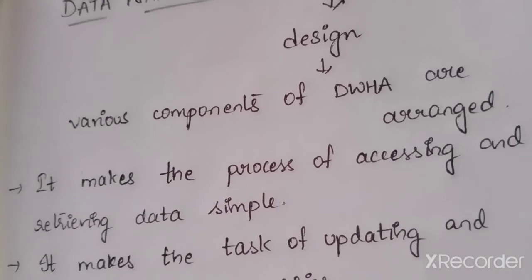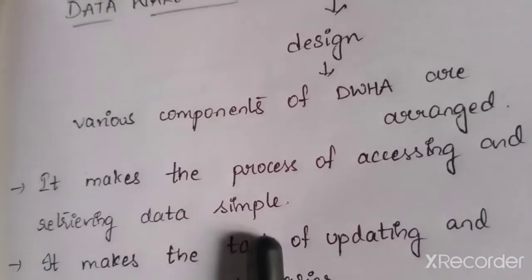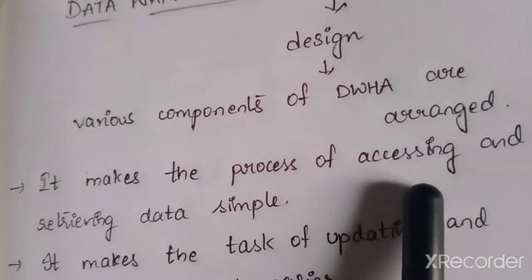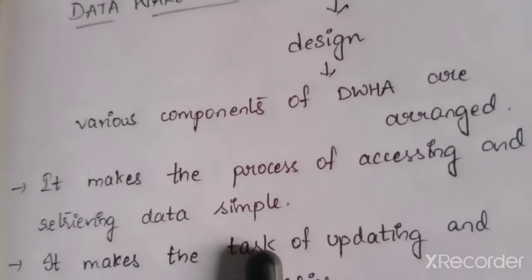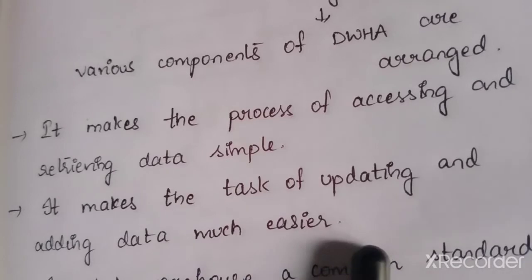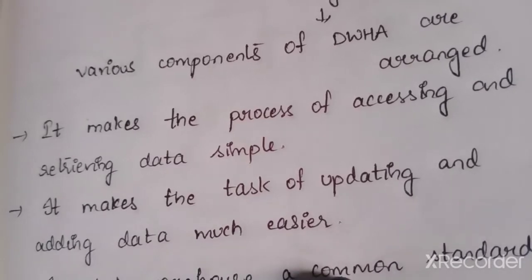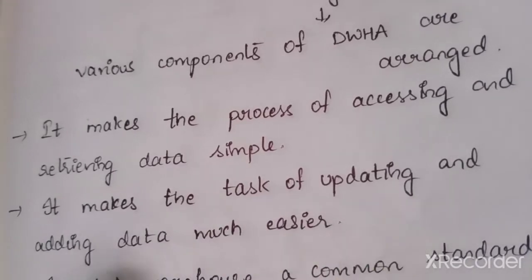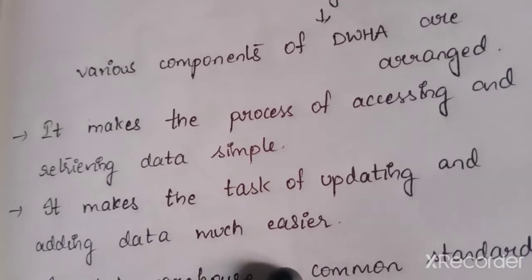And why are we going to use this data warehouse architecture? Because it makes the process of accessing and retrieving data simple. That means we can access and retrieve the data simply, and it also makes the task of updating and adding data much easier. We can update the data easily, and we can also add new data to the existing data easily.